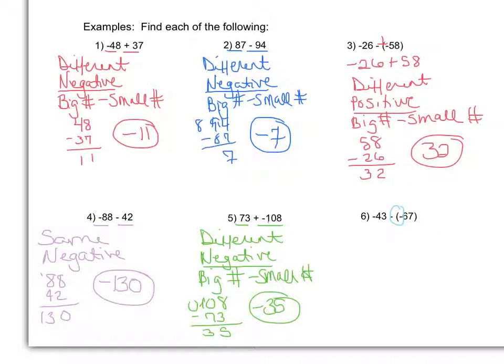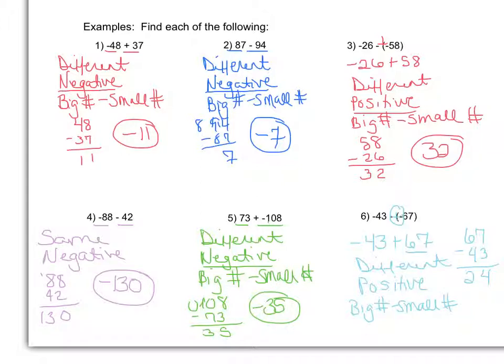Looking at the final example, the first thing I'm going to do is notice I have a minus in a row, so I'm going to make that a plus, giving me negative 43 plus 67, which means I have different signs. It also means that I take the sign of the bigger number, which is 67, so it's going to be a positive answer. And I'm also going to do big number minus small number. So 67 minus 43 gives me 24, and my answer was supposed to be positive, so 24 is my final answer.